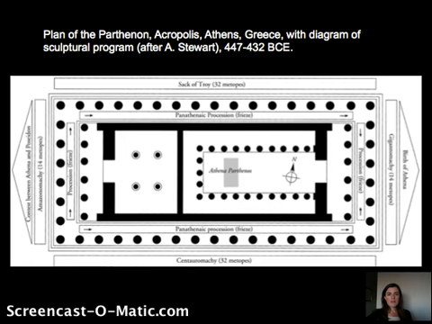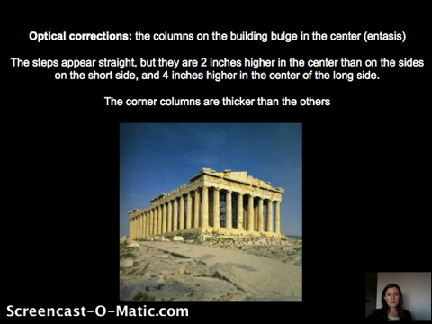So you also have some optical corrections. You have some things that are done to make sure that you see straight lines, even though they're not all straight. So for example, the columns on the building bulge in the center. This is called entasis. So there's a slight bulge to the columns as they move down so that the building looks stable and so the columns don't look weak.